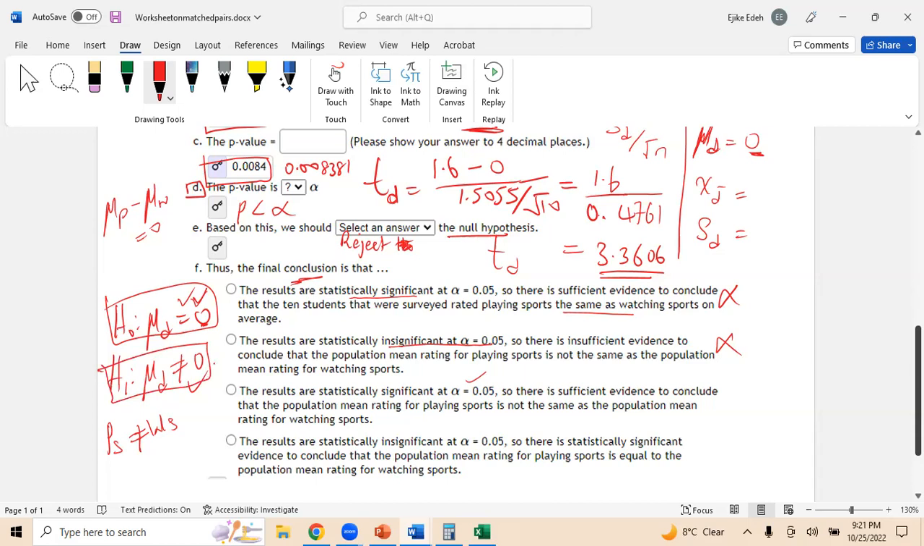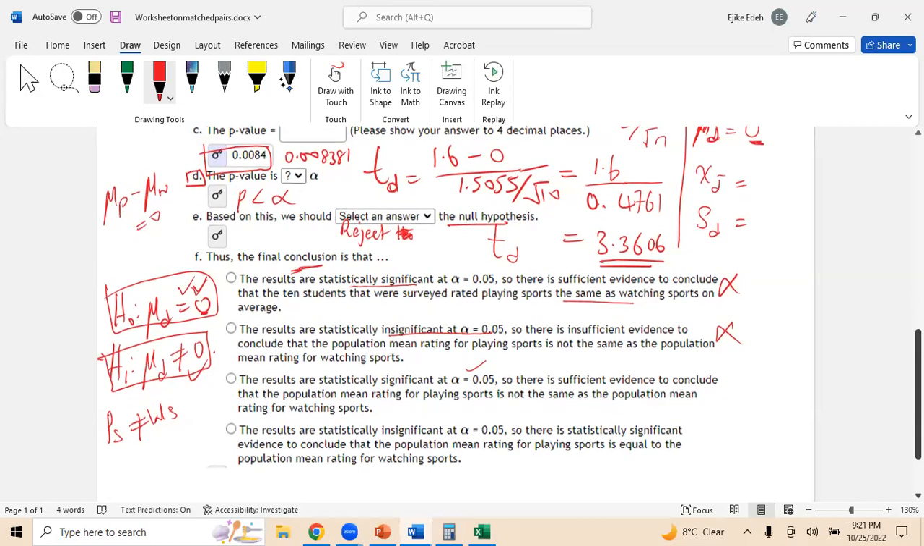But let's read the next one to be sure, because sometimes there could be an item that is tricky there. So the last one says the results are statistically insignificant. So that makes it wrong. The result is significant. So this is wrong, this is wrong, this is wrong, and this is the correct answer.